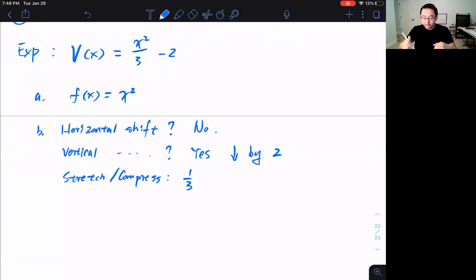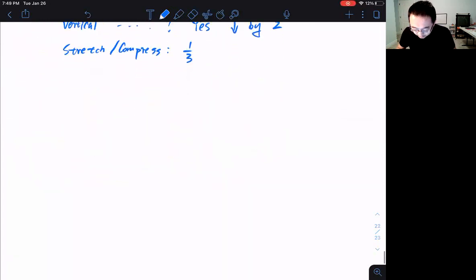Sometimes you have both. If this had been v of x equals x minus 3 squared divided by 3 minus 2, then this would have shifted both horizontally and vertically. But this is the kind of question that I want you to be able to answer from this part of the chapter. All right, now my iPad is quickly draining its power, so hopefully we can finish this video.